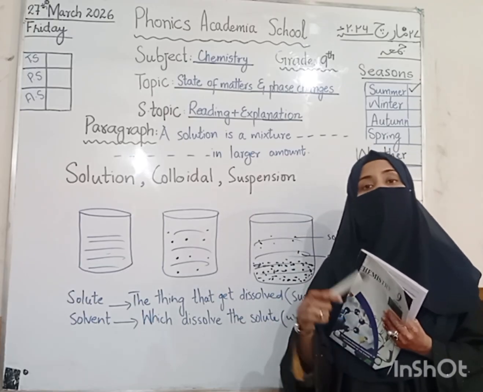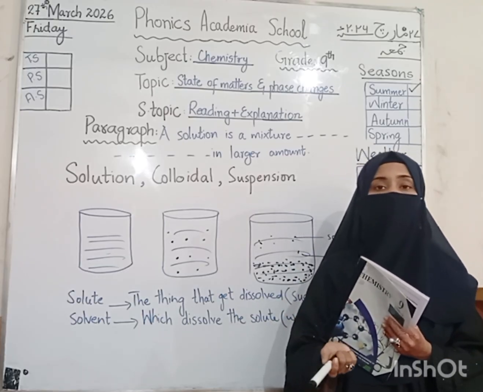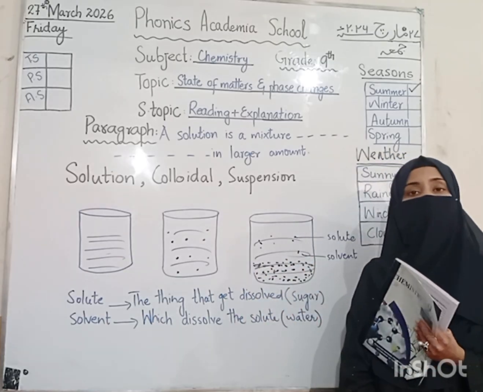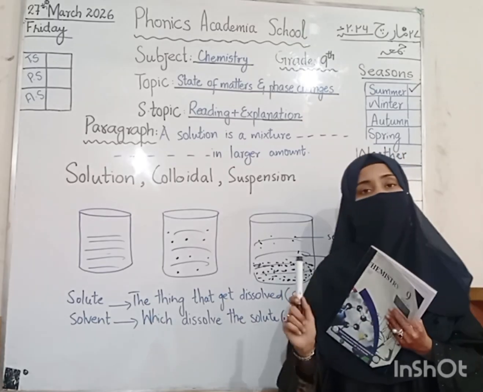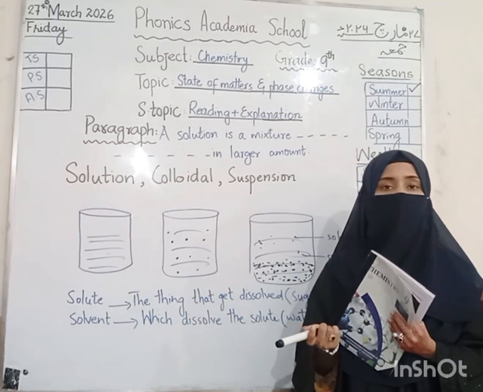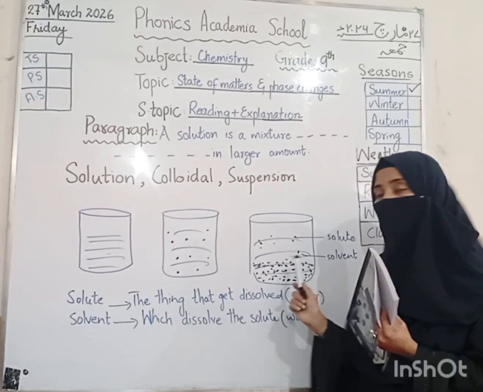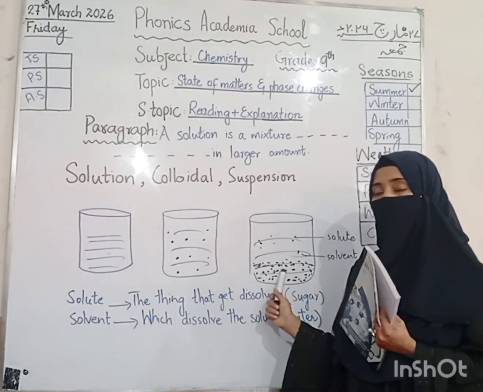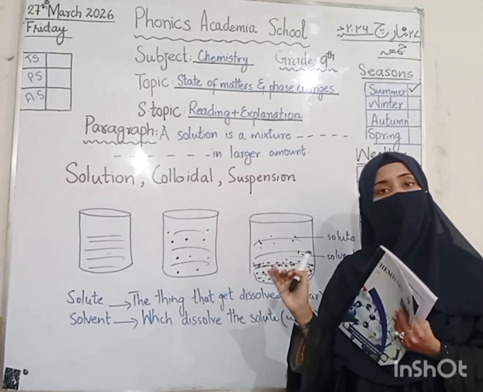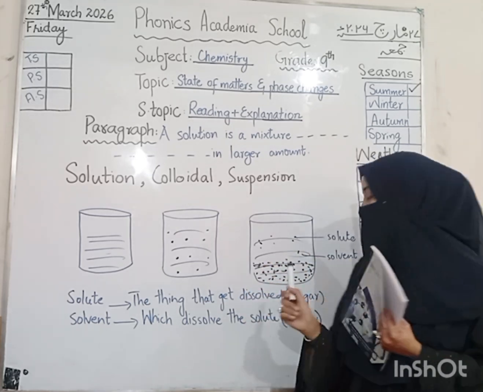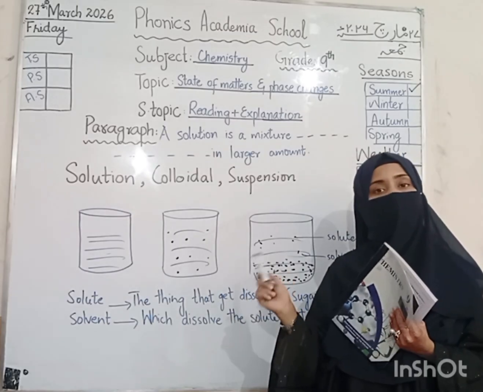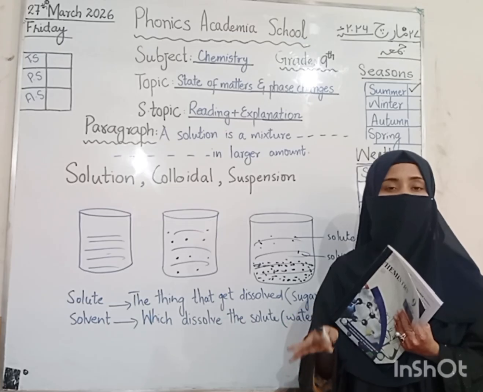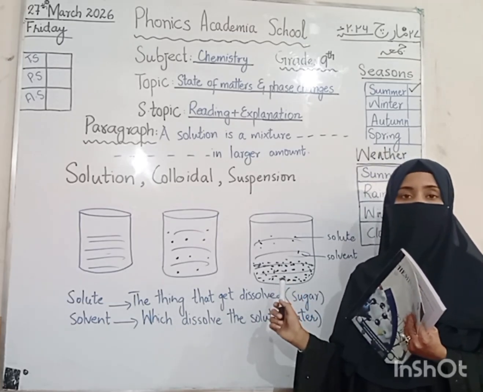Suspension: when you add sand particles in a glass of water, the sand will not get mixed in the water. It will clearly be visible in the jar, and the particles are too large to get dissolved in the solvent. When you leave the suspension for some time, the sand particles will settle at the bottom, and when we filter it, you will clearly see the sand particles on the filter paper. That is called suspension.